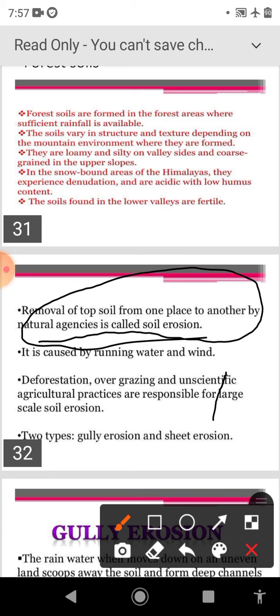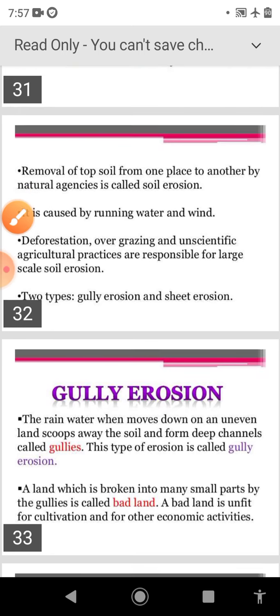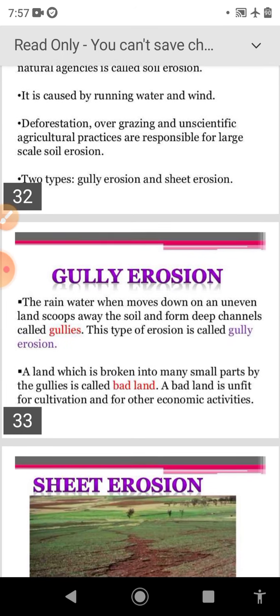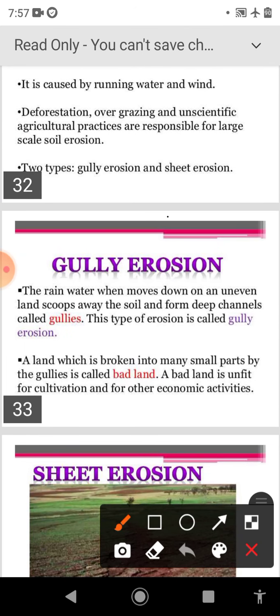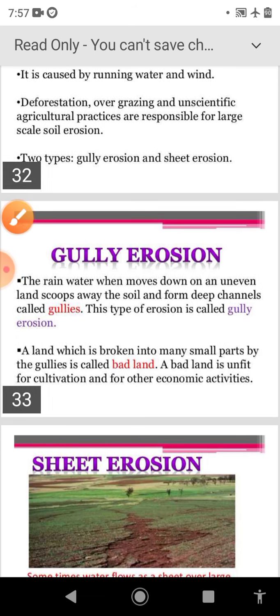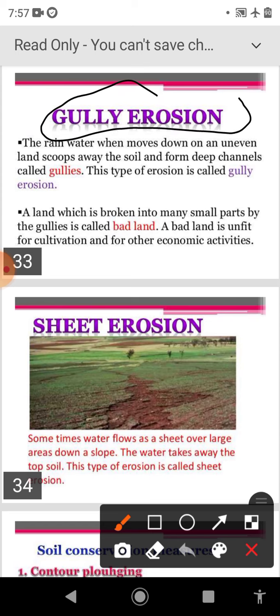Soil erosion can be of two types. First one, that is gully erosion, and the next one, that is sheet erosion. These are the two types of erosion. First, we will discuss gully erosion.